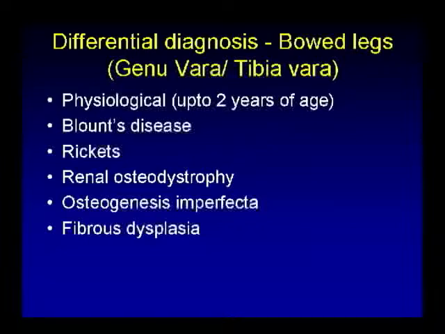Apart from Blount's disease, other causes of bone softening like rickets, renal osteodystrophy, and osteogenesis imperfecta can cause either genu vara or tibia vara. Fibrous dysplasia is also a well-known cause of asymmetric tibia vara.